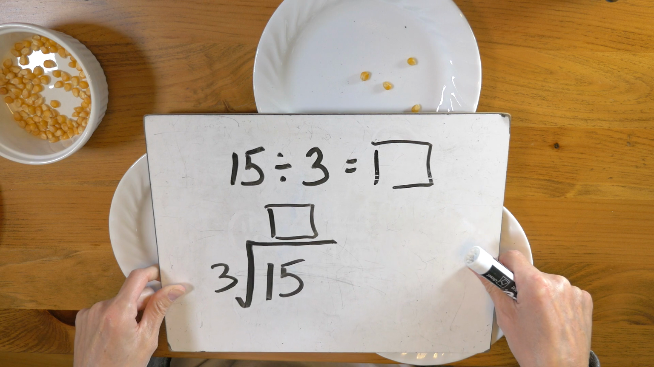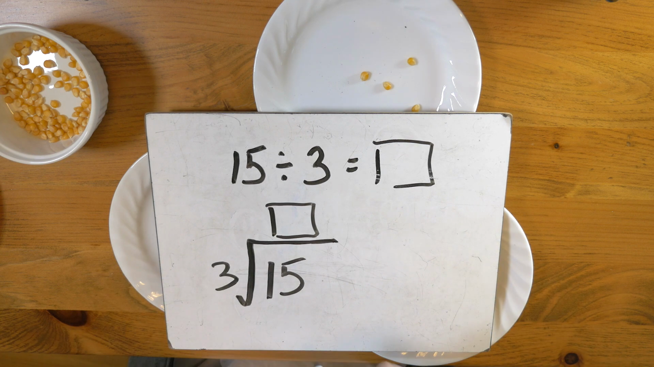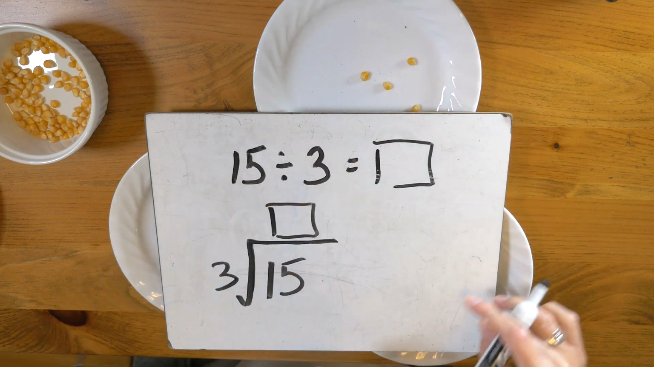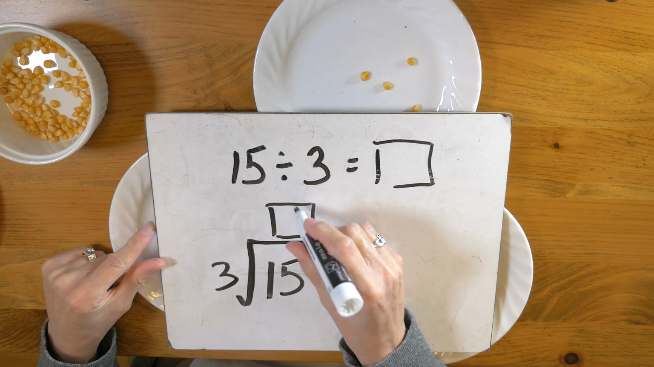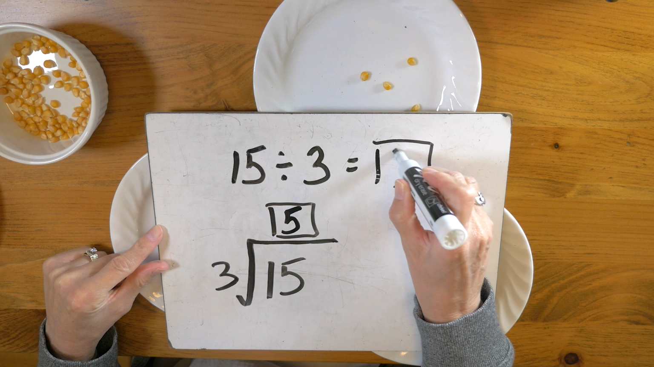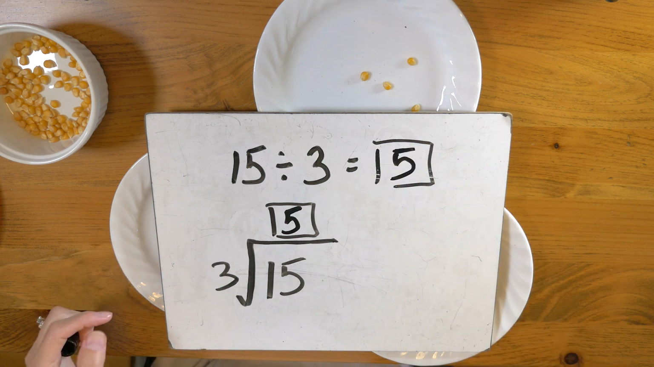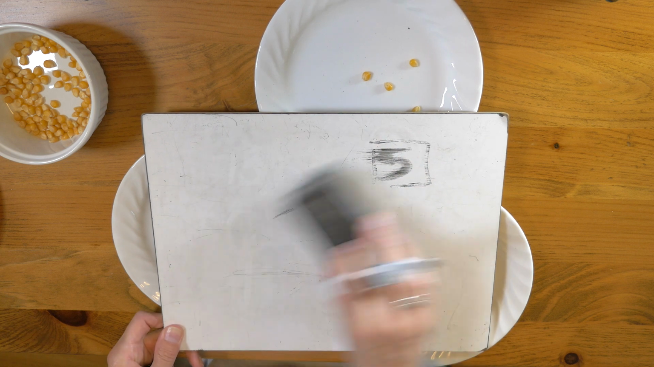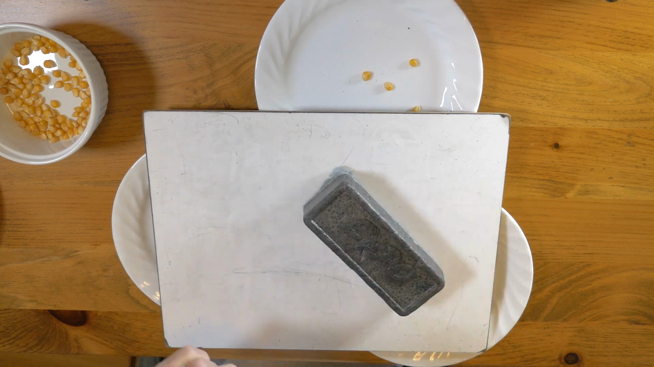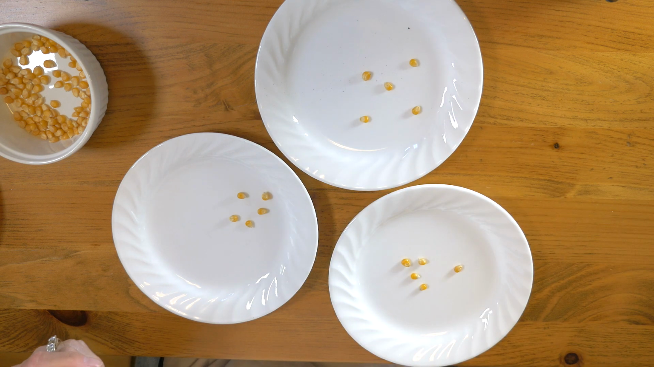So your answer is always what is inside the group, and it should be the same number in each group. If it's not, you haven't distributed them properly. So my answer is 5. Let's try one more before you practice it on your own. And you can have fun with bowls of plates and objects in your house, Cheerios, pieces of Lego.